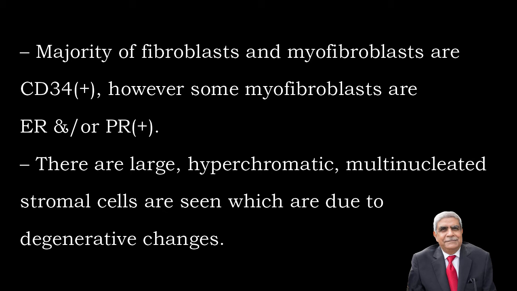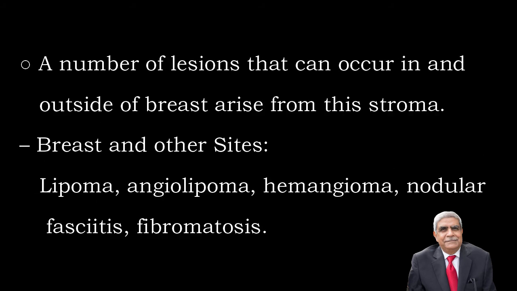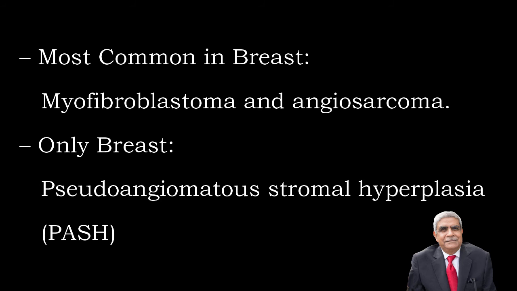In the interlobular stroma, large hyperchromatic multinucleated stromal cells are seen, which are due to degenerative changes. A number of lesions that can occur in and outside of breast arise from this stroma. The lesions in breast and other sites include lipoma, angiolipoma, hemangioma, nodular fasciitis, fibromatosis. The lesions most common in breast are myofibroblastoma and angiosarcoma. A very important viva question.